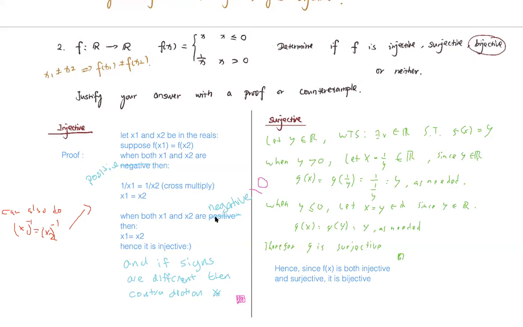Because if x is less than 0, then f of x is less than 0 as well. If x is greater than 0, then 1 over x is greater than 0 as well. So whatever your f of x is, it has the same sign as your x. If your x1 and x2 have different signs, then f of x1 and f of x2 have different signs as well. So they can never be equal. That's a contradiction, because you're assuming that f of x1 equals f of x2.